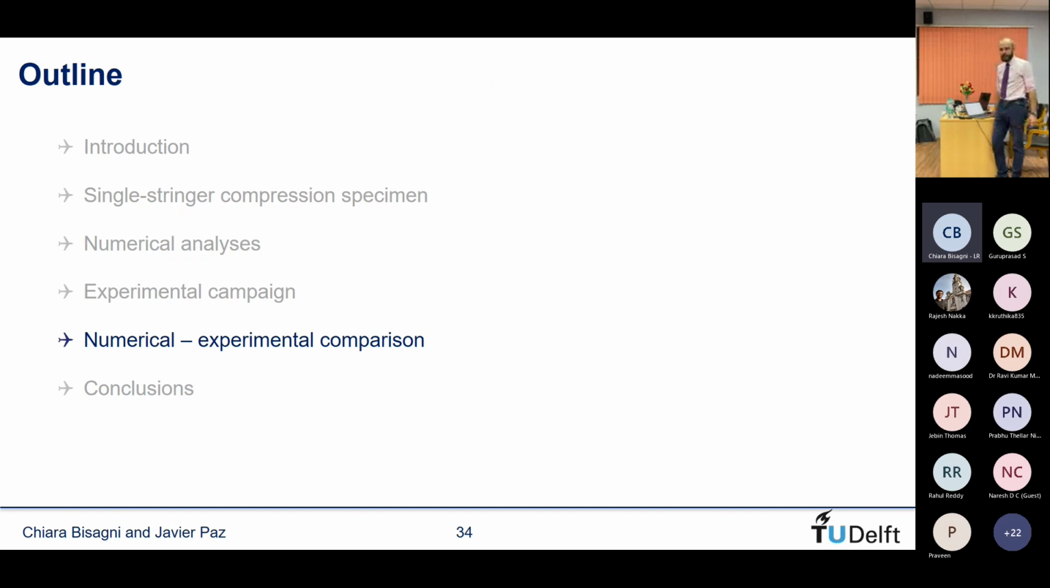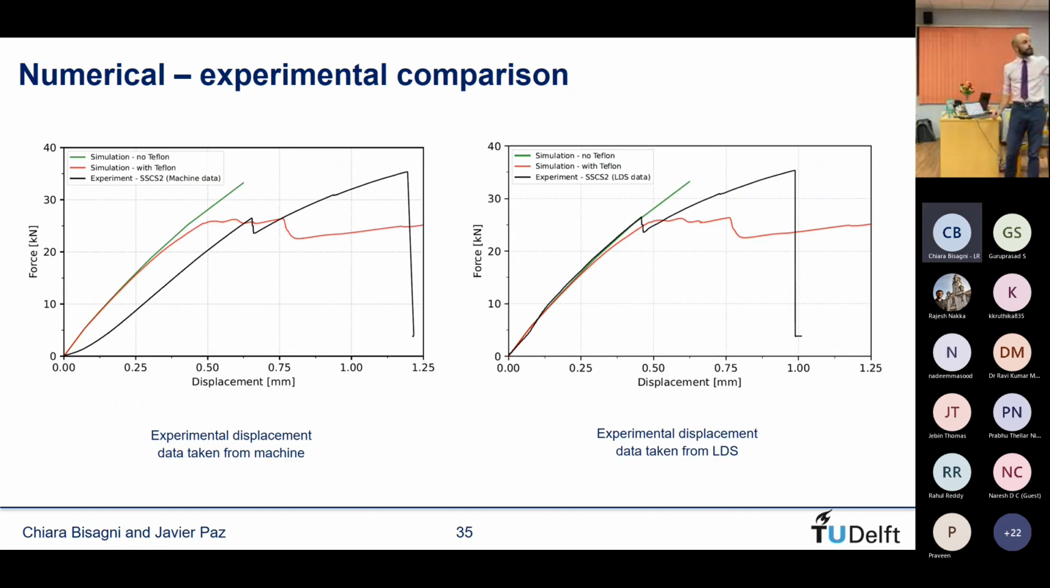Now for the good part, which is how good did our numerical models compare to the experimental. So we first take this data, and obviously, like, oh, what's happening here, they don't match. But that's because we're comparing with the displacement that we take from the machine, with its compliance. The moment that we get the load from the machine and the displacement from the NDS sensor that actually measures the compression, we see that we get almost perfect response.